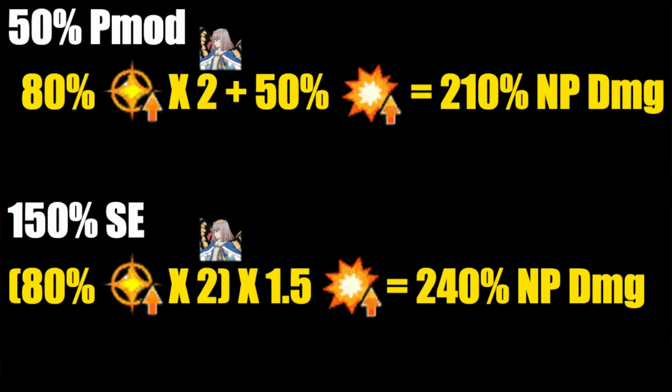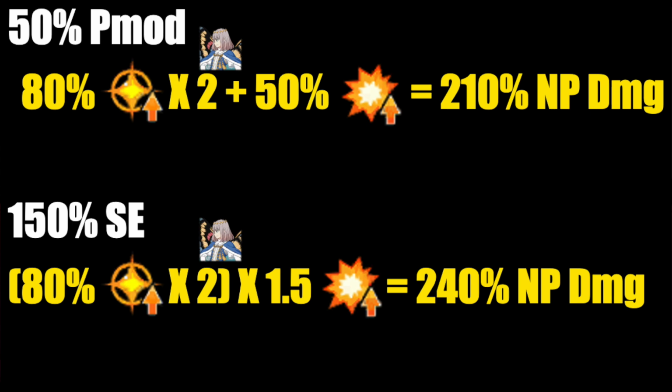But if it's a power mod, it's additive towards certain types of buffs, such as critical damage buffs as well as NP damage buffs. So, for example, if you're calculating a 50% extra power mod and you're calculating NP damage, you have to add it to your NP damage buffs instead of finally multiplying it by 1.5.